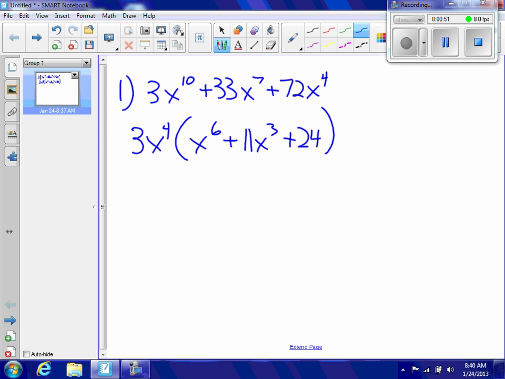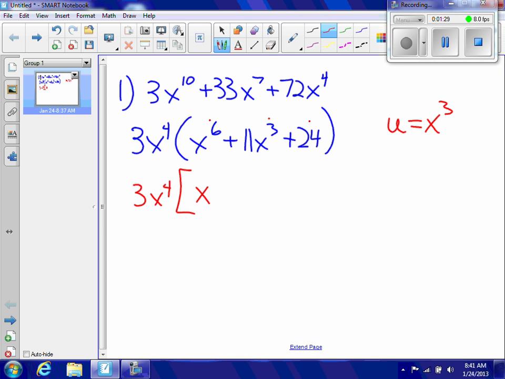Now, I recognize this as a quadratic because I have a three-term trinomial, my last term is a constant, and my first term has a power that is twice the power of the second term. But I like to do it a little bit more simply, so I'm going to set u equal to x cubed. If I do that, then I wind up with 3x to the 4th. Don't lose your 3x to the 4th. A number of people lost their 3x to the 4th.